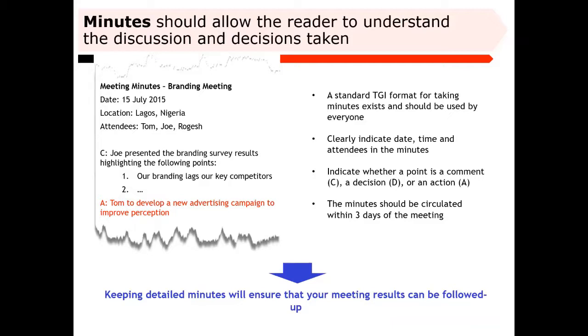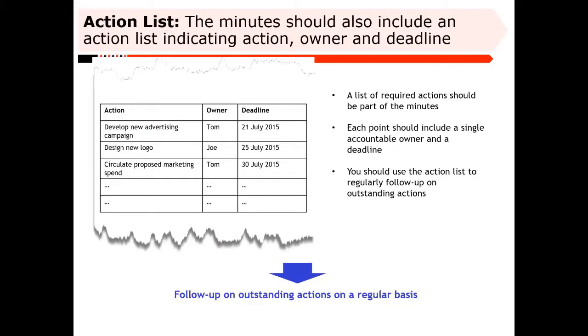So of course, you typically will have some sort of leeway depending on the organization you work for, right? Minutes should also include action lists, indicating actions, owners, and deadlines. So what that means is at the end of the minutes, depending on how detailed or how long they are, you would want to extract the action points, put the owner and the deadline so that it's just very easy.